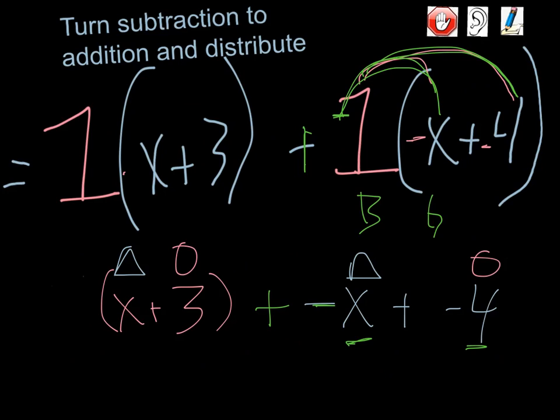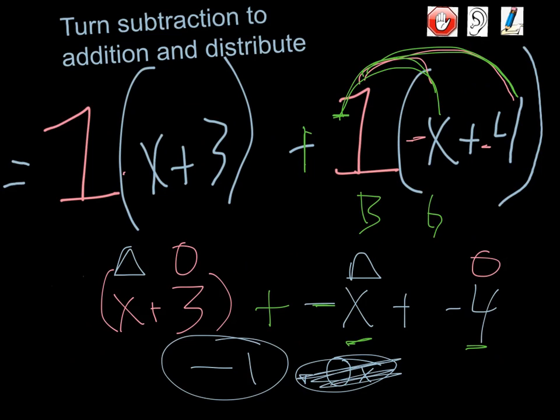To get positive x plus negative x is 0 x's, and 3 plus negative 4 is negative 1. This gets simplified to negative 1 plus 0x, but I don't need that because 0x does nothing for me. So the big thing is distribute that negative sign from your 1 to both the x and the 4, or whatever your two terms are in your linear expression.